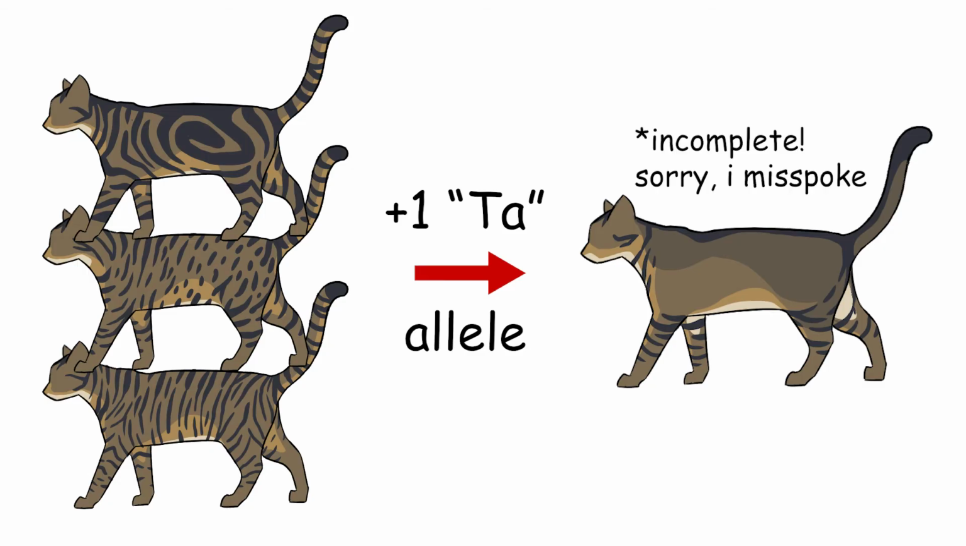Dominance, including codominance, only applies to interactions with alleles on the same locus. In this case, lowercase ta, not with mackerel or classic on a different locus. Being heterozygous just means that there's more stripes than usual. It doesn't affect how the stripes look.